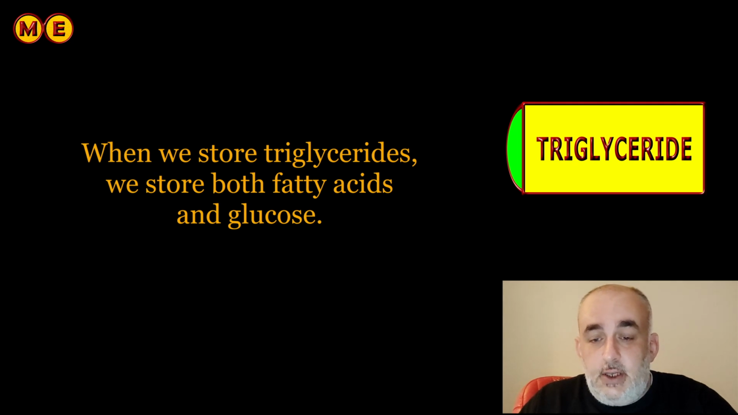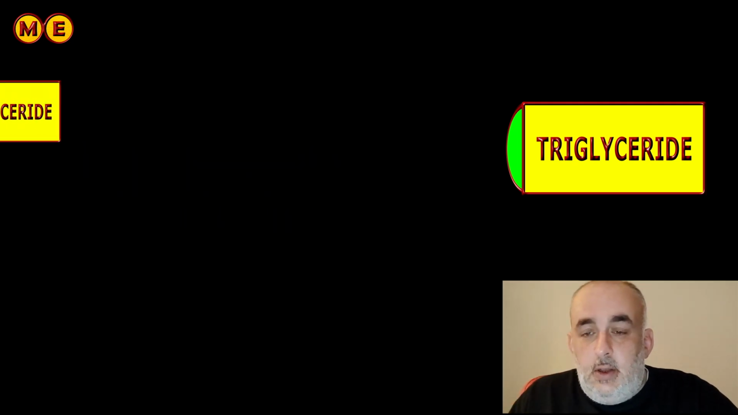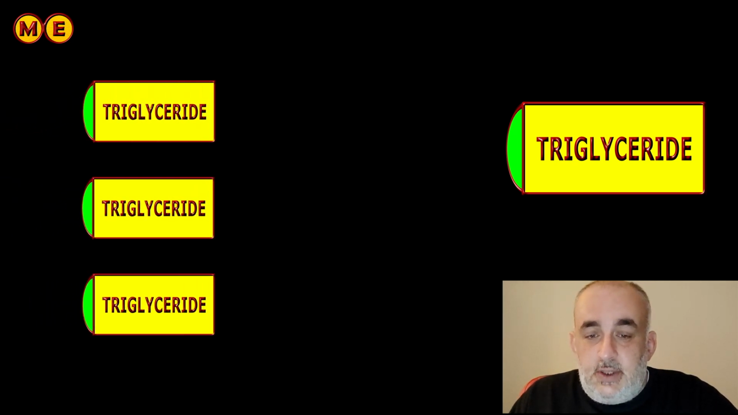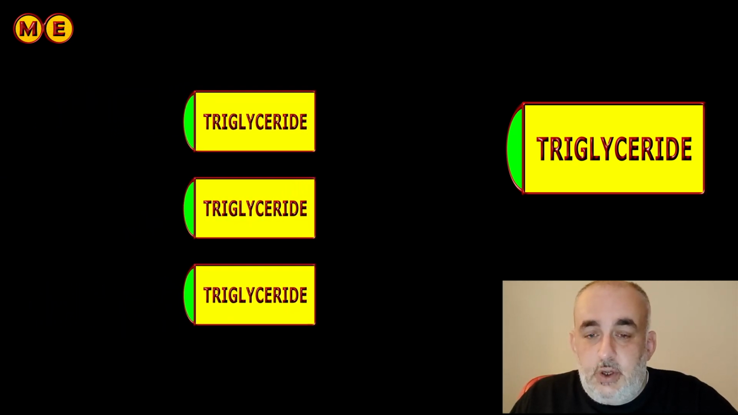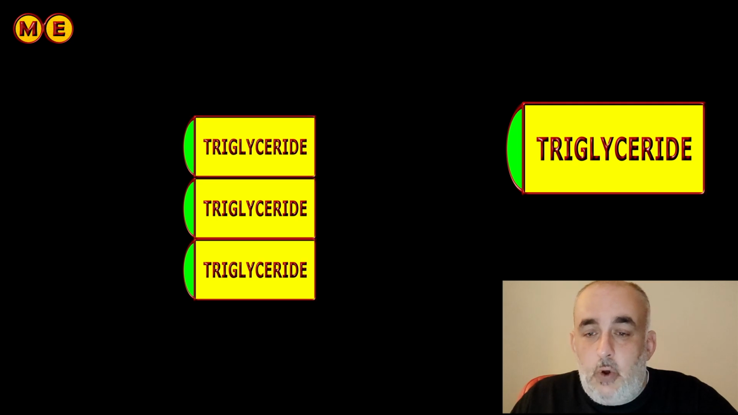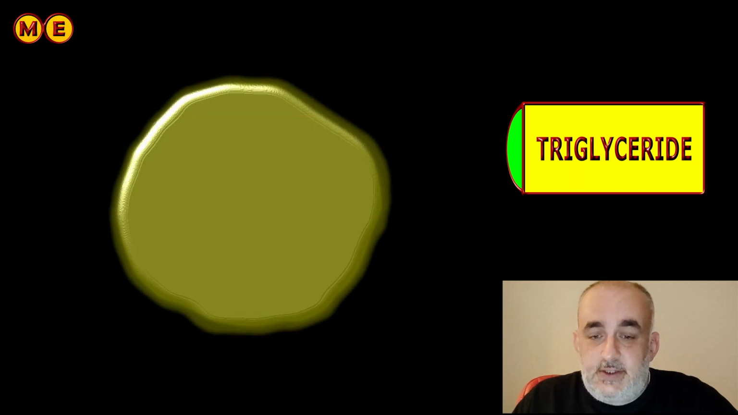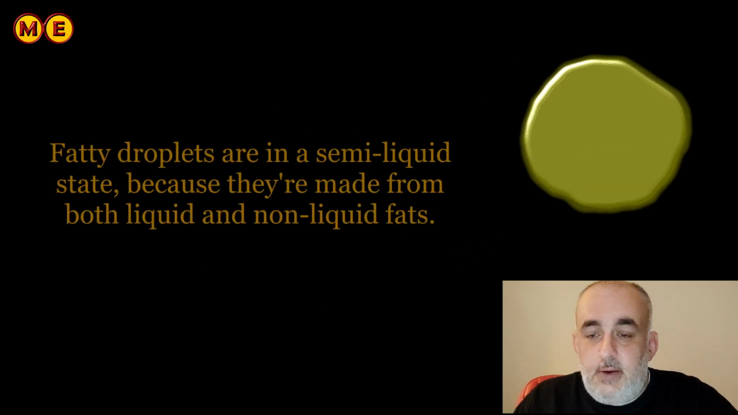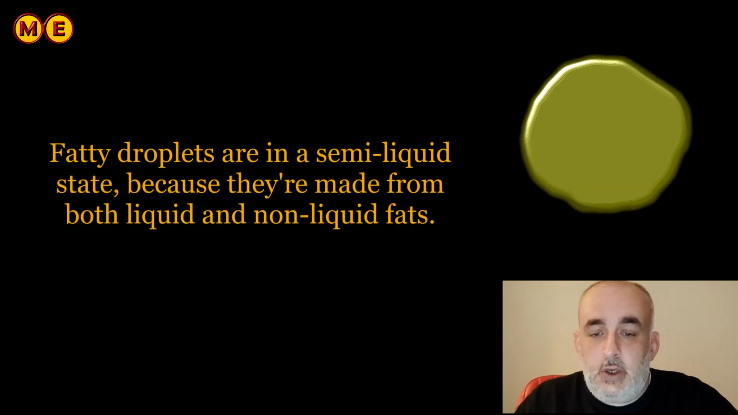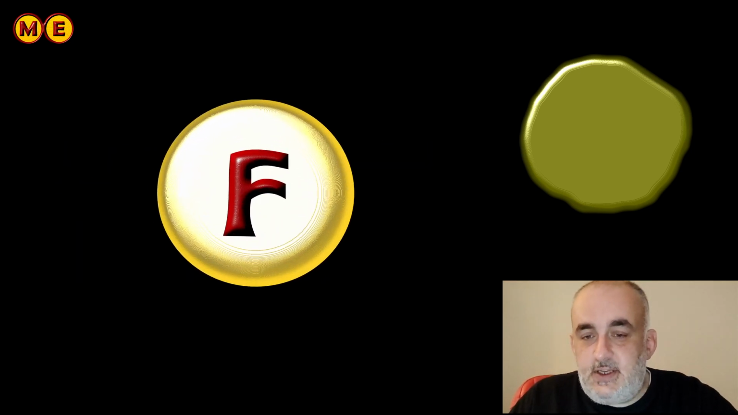Practically, when we store triglycerides, we store both fatty acids and glucose. And when we store them in the cells, they stick to each other, because like every fat, they are not polar, so they don't repel other fat. That's why they form fatty droplets, and those droplets are in a semi-liquid state, because they are made from both liquid and non-liquid fats. The main cells where we store those fatty droplets are, of course, the fat cells.